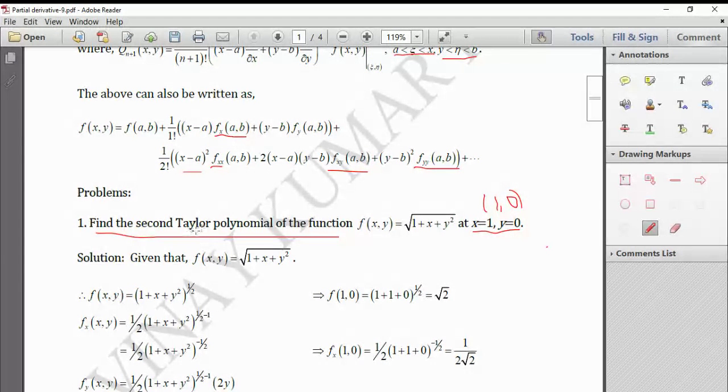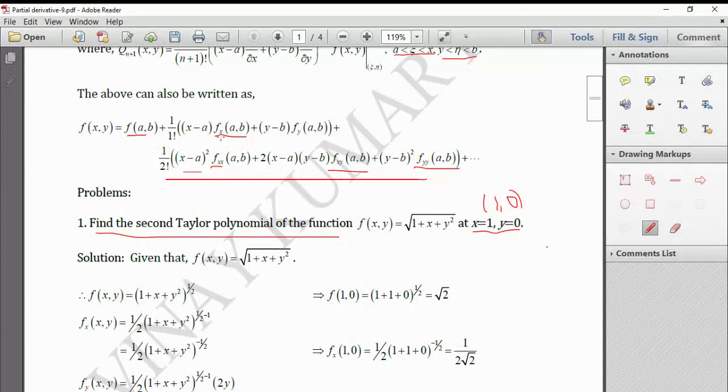Now, second Taylor polynomial means we have to find up to degree 2. So degree 2 comes here, so we have to find up to here. For finding this, you remember your a is 1, b is 0 here. a is 1, b is 0. So we have to find f of (1, 0).